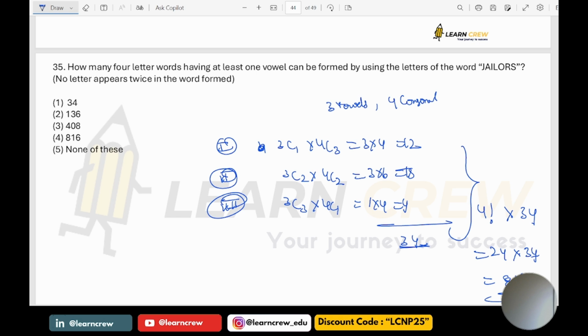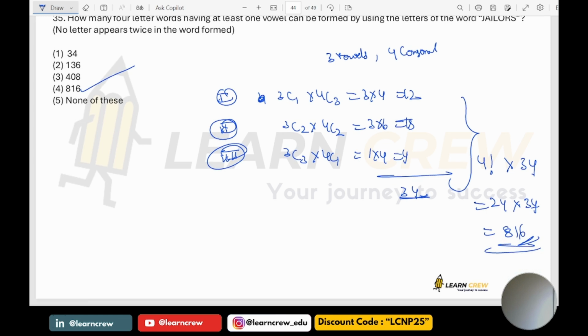How much are you going to get? 816. This is selecting the letters and then arranging them, each into 4 factorial. Thereby 34 into 4 factorial is 816.